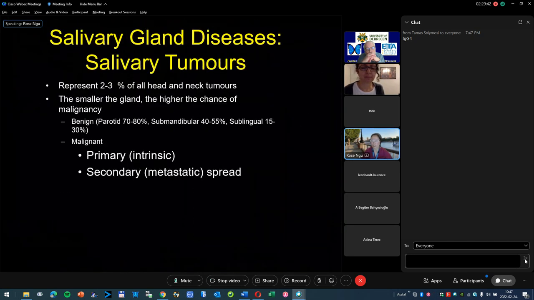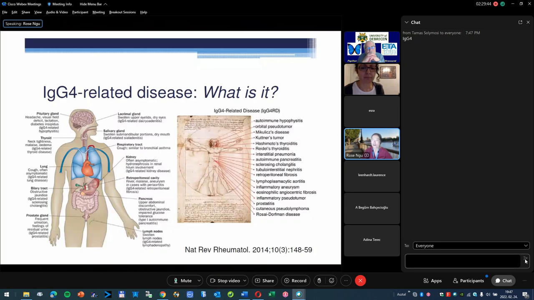Sorry, I'm just trying to find the slide. There we go. So it's multi-compartment. The way I see it is a lot of patients presented with firm salivary glands. I think I have only one case of the thyroid, if I remember right. But even then, they didn't come because of the thyroid. They came because of the salivary gland.